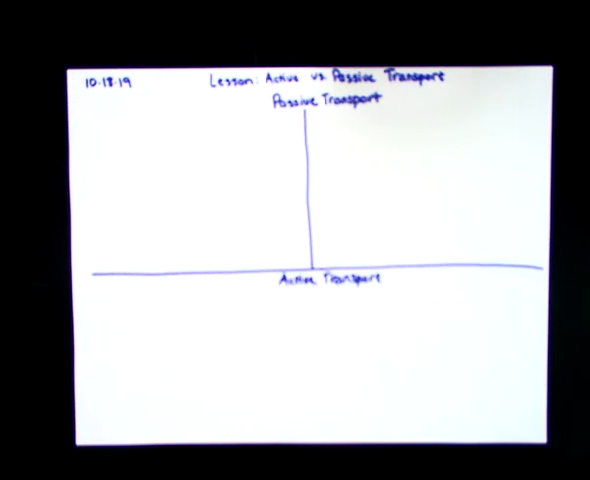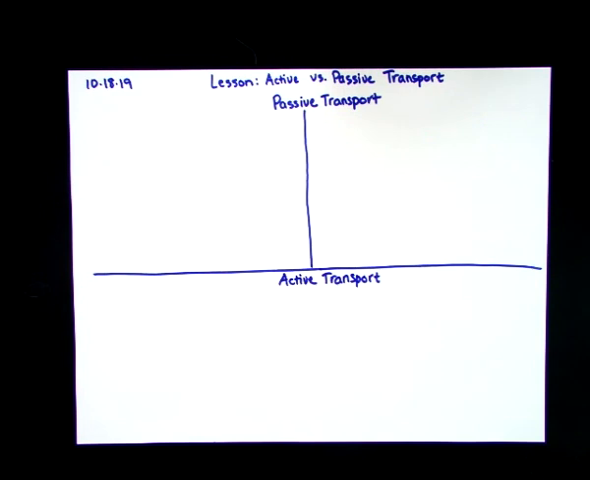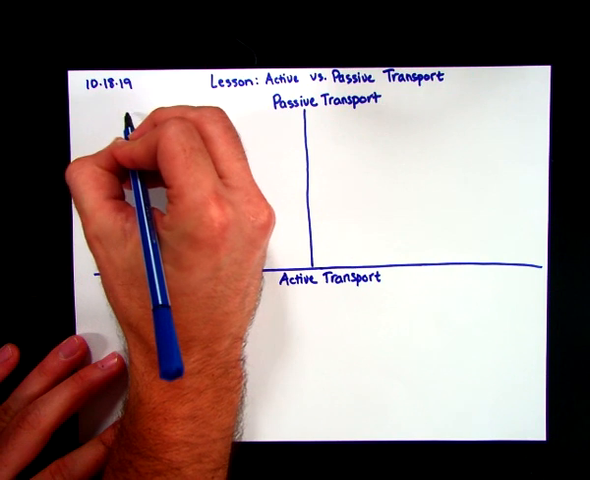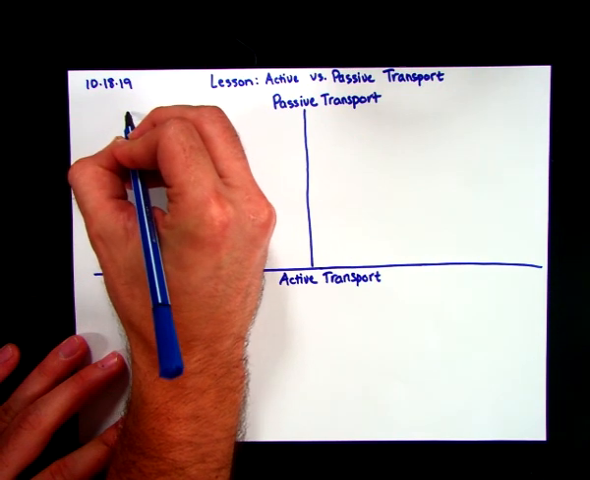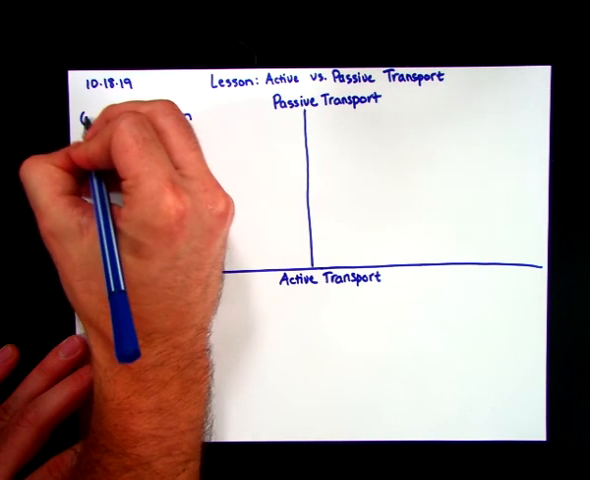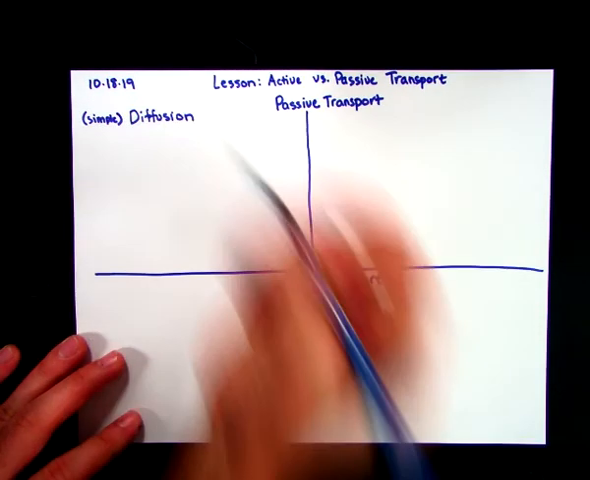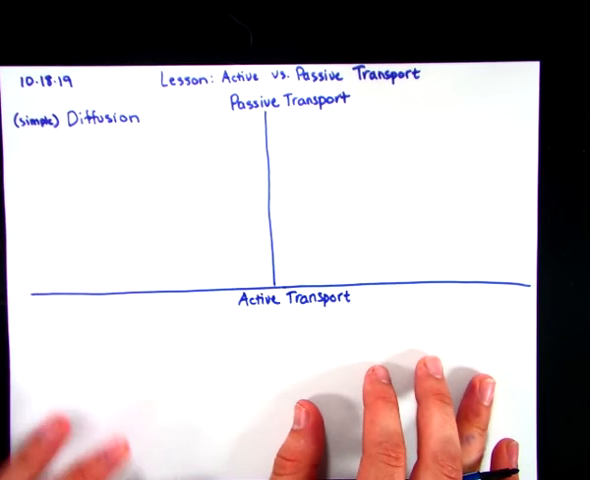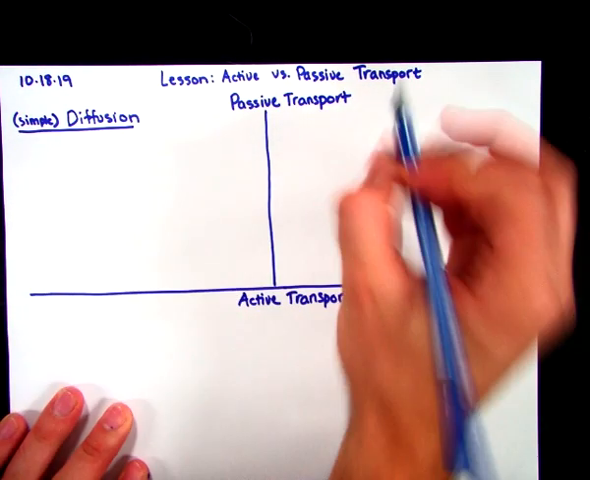Talking about two different types of transport. Both of these explain how things move across a cell membrane. So you have passive transport and you have active transport. The two types of passive transport are diffusion, or you might see simple diffusion, and facilitated diffusion.